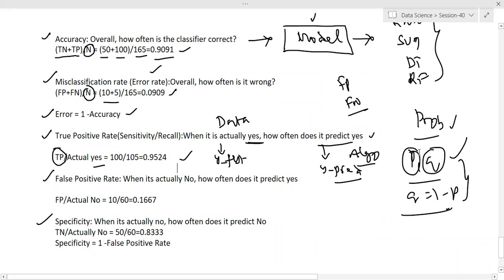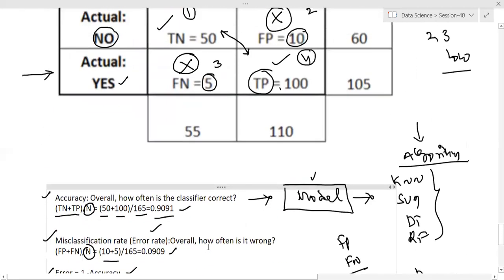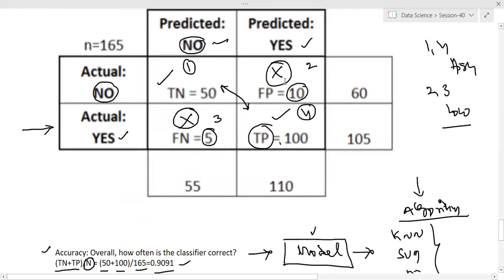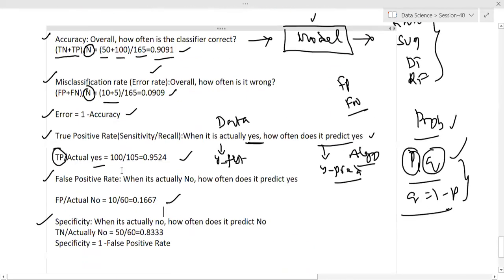Now, oppositely, we have the false positive rate. That means when it is actually no, how often we predicted yes. So the false positive rate is false positives divided by actual no. The false positives are 10 and actual nos are 60, so you can observe a false positive rate of about 16% here. These are the things we have observed.